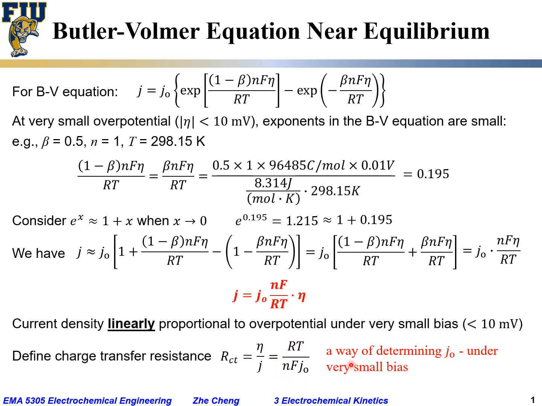This gives us a way to determine, in fact experimentally measure, the exchange current density value if we have a series of data points of measured overpotential versus net current. Of course, the measured overpotential has to be very, very small, smaller than 10 millivolt in absolute value. Then we have a way to back calculate the exchange current density value, which is J0, using this equation.